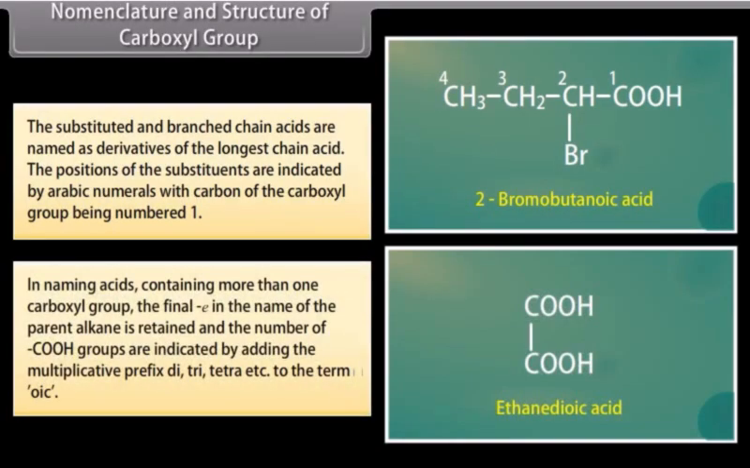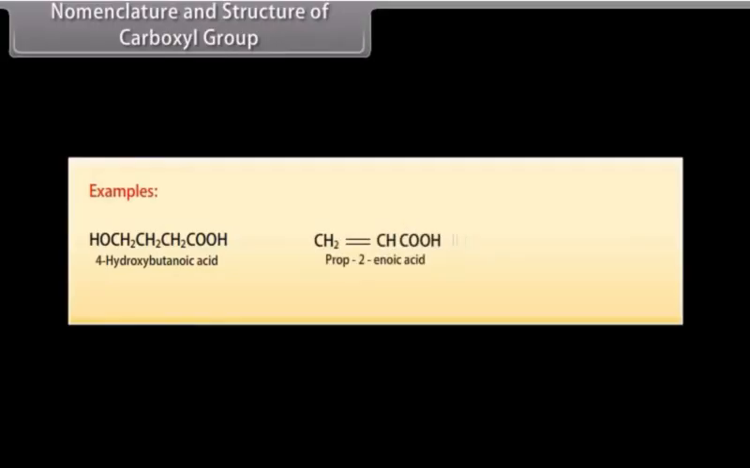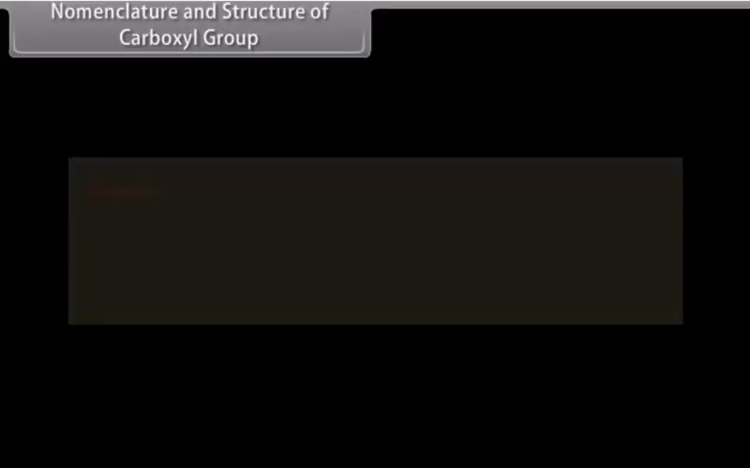In naming acids containing more than one carboxyl group, the final e in the name of the parent alkane is retained, and the number of carboxyl groups is indicated by adding the multiplicative prefix di, tri, tetra, etc. to the term oic. Examples: 4-hydroxybutanoic acid, prop-2-enoic acid, propane-dioic acid.